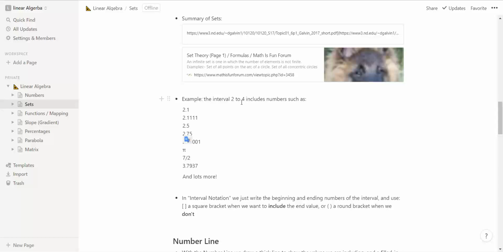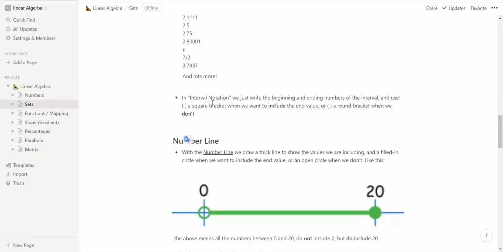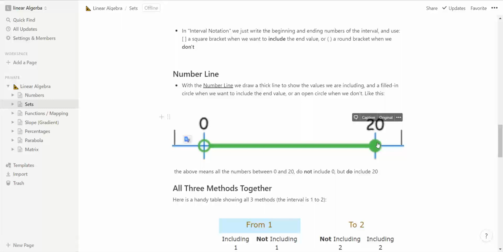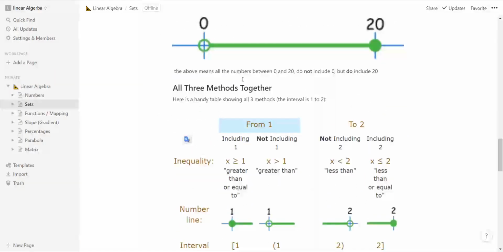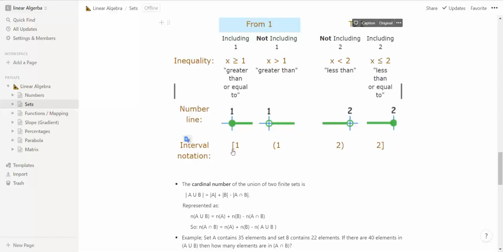The interval 2 to 4 includes such numbers, and a lot more. In interval notation, we just write the beginning and the end. So this bracket means the number is included, and 0 in this case is not included. This means it includes and this means it doesn't include.